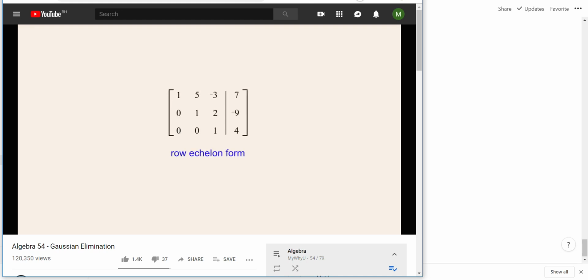Matrices in row echelon form must satisfy several requirements. The first requirement is that the leftmost non-zero entry in each row, called the row's leading entry, must be 1. The entries to the right of the leading entry can have any value, 0 or otherwise. The second requirement is that each row's leading entry must lie to the right of the leading entry in the row above it.